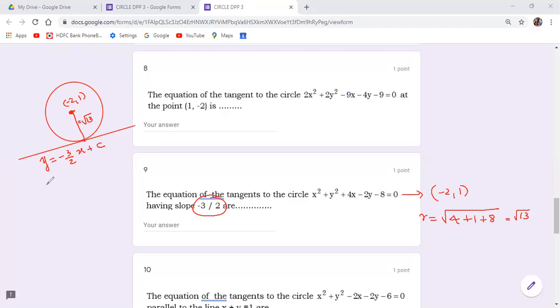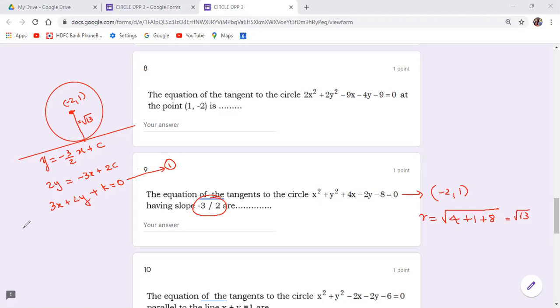So modify this equation. 2y equal to minus 3x plus 2c. So I can write 3x plus 2y minus 2c as k. I don't want to put 2c; a constant will do. Is it clear to everybody? Yes, sir. Now I will apply this formula and get k's value. So this is the equation of my tangent.